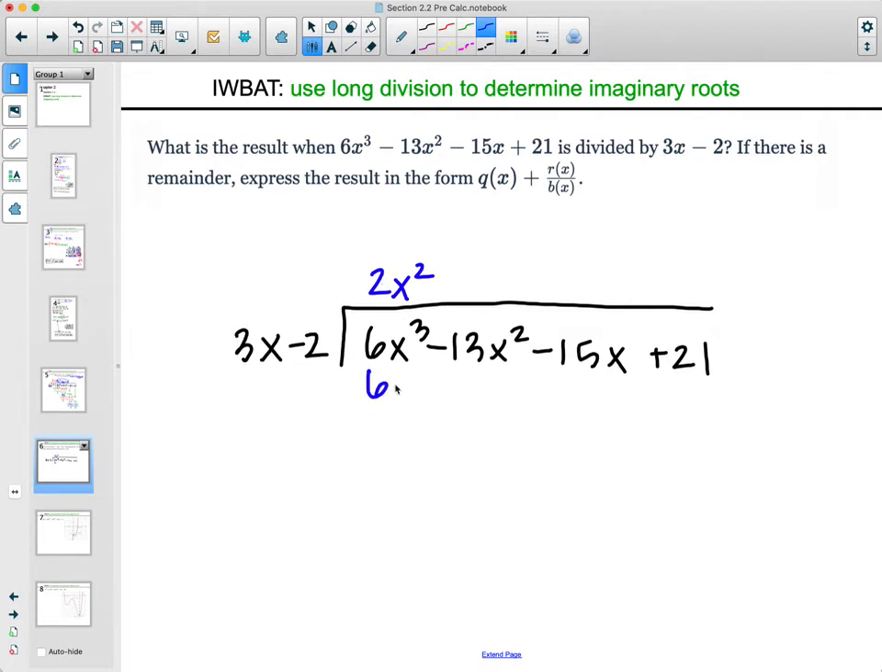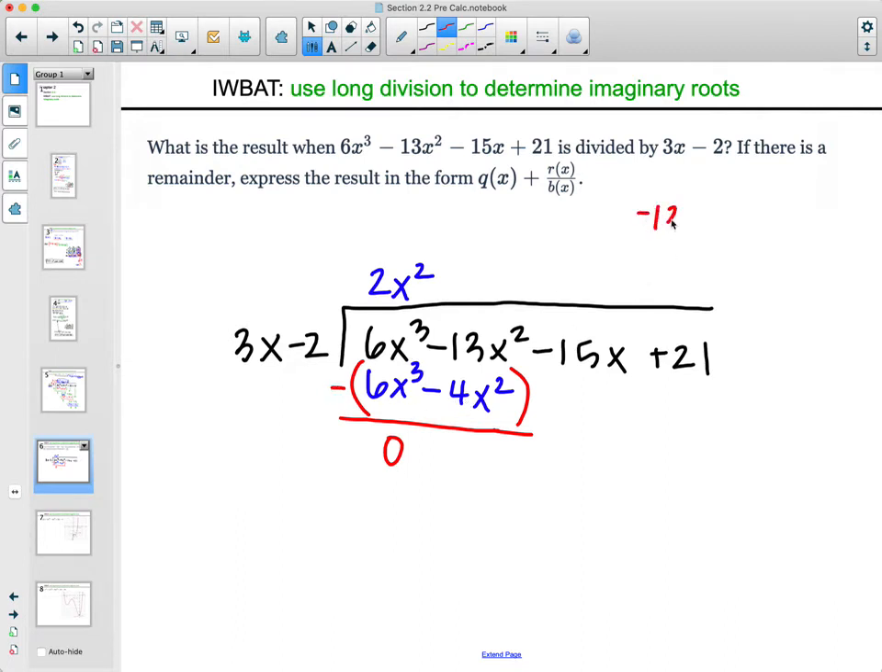X squared times x is x cubed. Make sure you also multiply it by the negative 2. So 2x squared times negative 2 is negative 4x squared. Okay, then be sure that you subtract here. So 6x cubed minus 6x cubed is 0, and then this is where people often make a mistake. So you're doing negative 13x squared minus negative 4x squared.